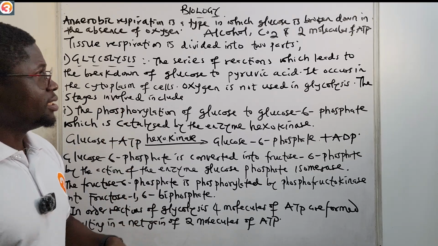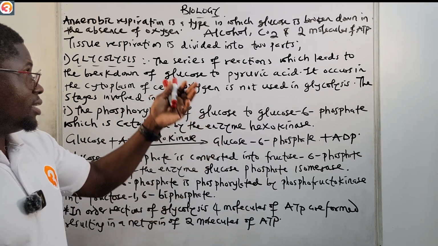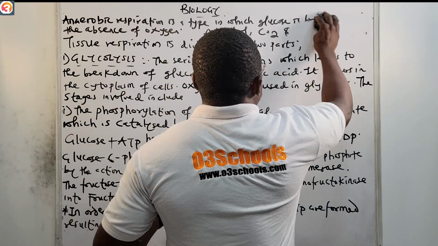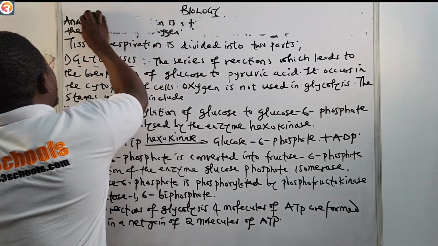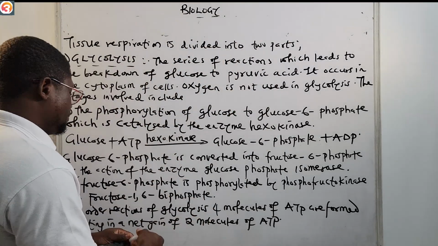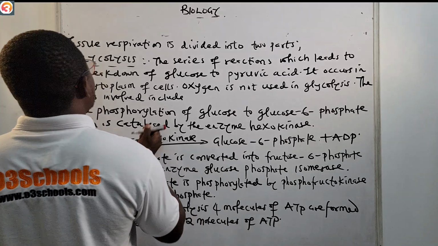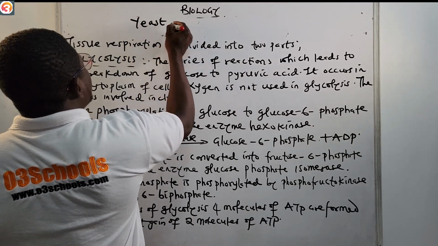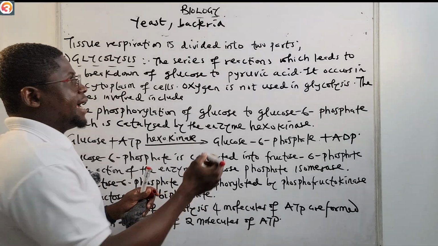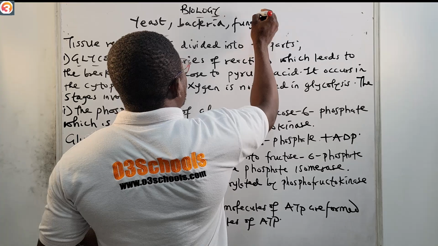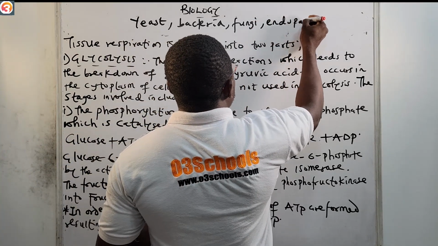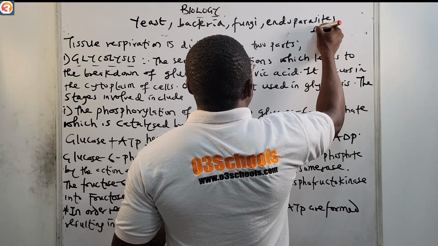Now, there are some organisms that carry out anaerobic respiration, for example yeast. Organisms that carry out anaerobic respiration include yeast, bacteria, and fungi. We also have some parasites, some endoparasites, like earthworm.